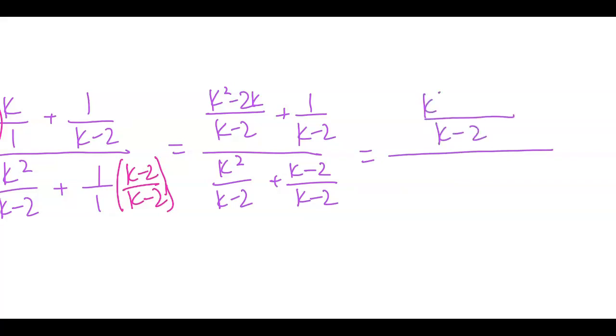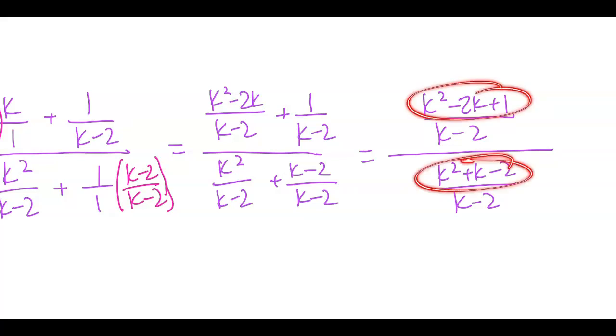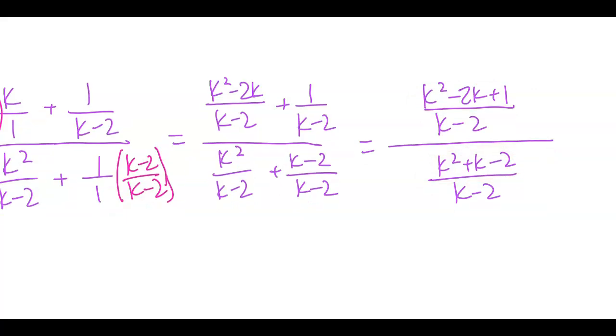So we'll have k squared minus 2k plus 1. And then in your denominator, we'll have k squared plus k minus 2 over k minus 2. I would definitely write this out, guys, as a keep, change, flip. But what are you going to have to do with both of these numerators? Factor. So go ahead and factor it and see what you will get for your answer. I'll let you guys finish this one up.